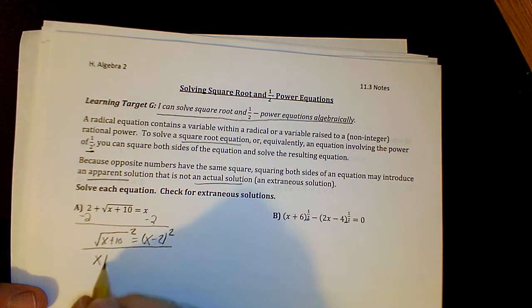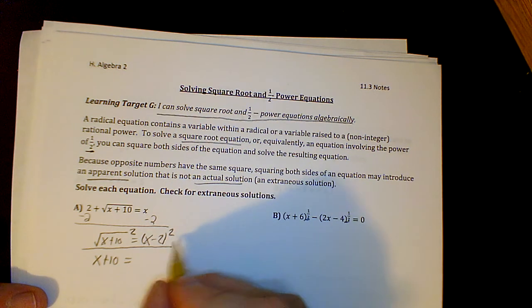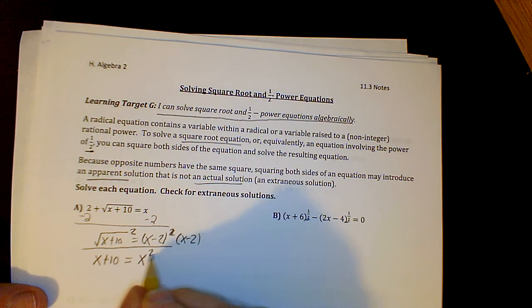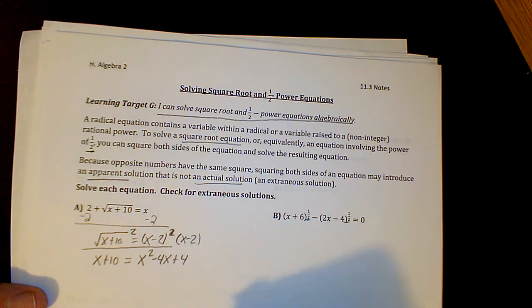That gives me x plus 10 equals, and I'm going to FOIL this in my head. Remember, we would write this twice, right? And we have to multiply everything by everything. If you do that, you're going to get x squared minus 4x plus 4. FOIL that out if you don't see what I just did. And then we take this and solve it.